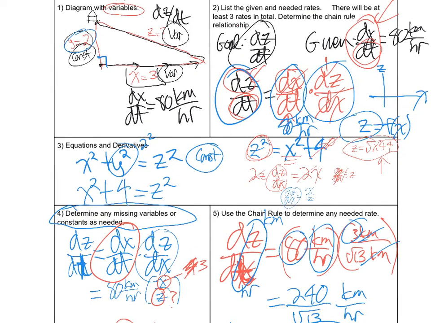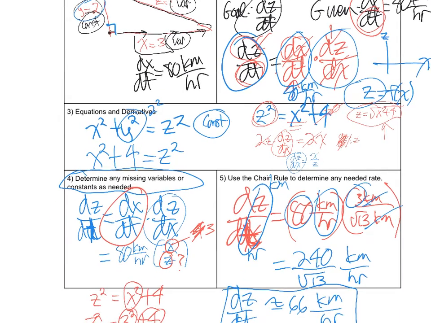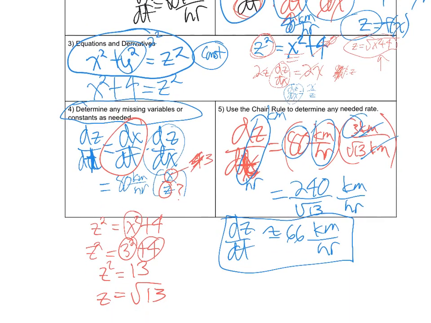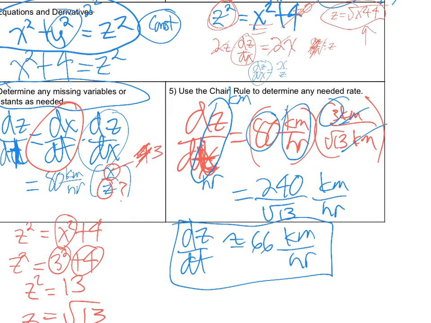Certain types of problems will lend themselves that way, certain problems won't, so I shouldn't say that as a general rule. Then you look at what's your governing equation for your situation. Maybe it's volume, maybe it's area, maybe it's similar triangles. There's lots of different things that it can be. Here it's Pythagorean theorem. And then if there's any values missing that you need, you figure those out. Usually it comes from your diagram and your governing equation. And then lastly, you substitute everything you know into the chain rule to get your needed rate. So you're always solving for a rate with these.